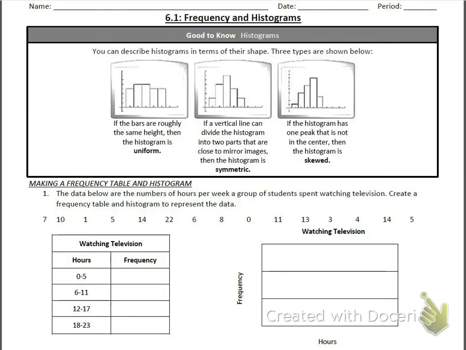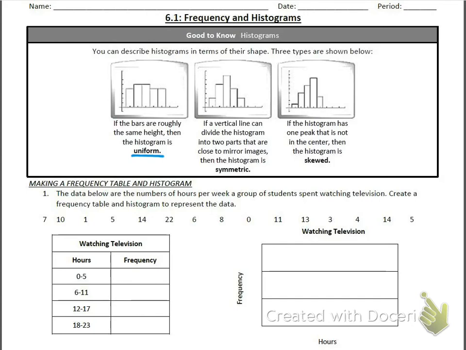So frequencies and histograms. We have 3 different types of shape that histograms can have. If the bars are roughly the same height, then the histogram is called uniform. Now, do they all have to be exactly the same height? No. So what I gave you on here is screenshots of a graphing calculator that created a histogram.